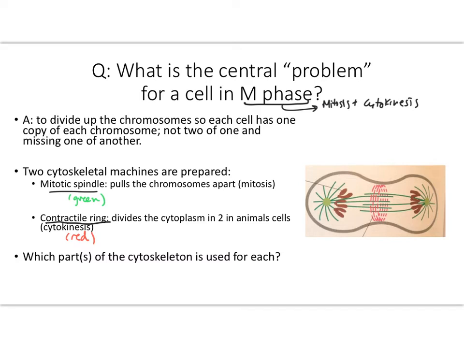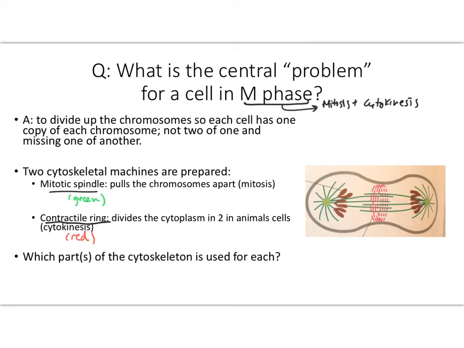Basically, this coordination is done by two cytoskeletal machines, one of which is the mitotic spindle, the other of which is the contractile ring. The mitotic spindle is shown in this cell, which is completing mitosis as well as initiating cytokinesis, and the mitotic spindle is shown in green. So that's especially the dark green structure here. And my question for you is, which parts of the cytoskeleton are used for each of these machines? Secondly, I'll just point out what the contractile ring is.